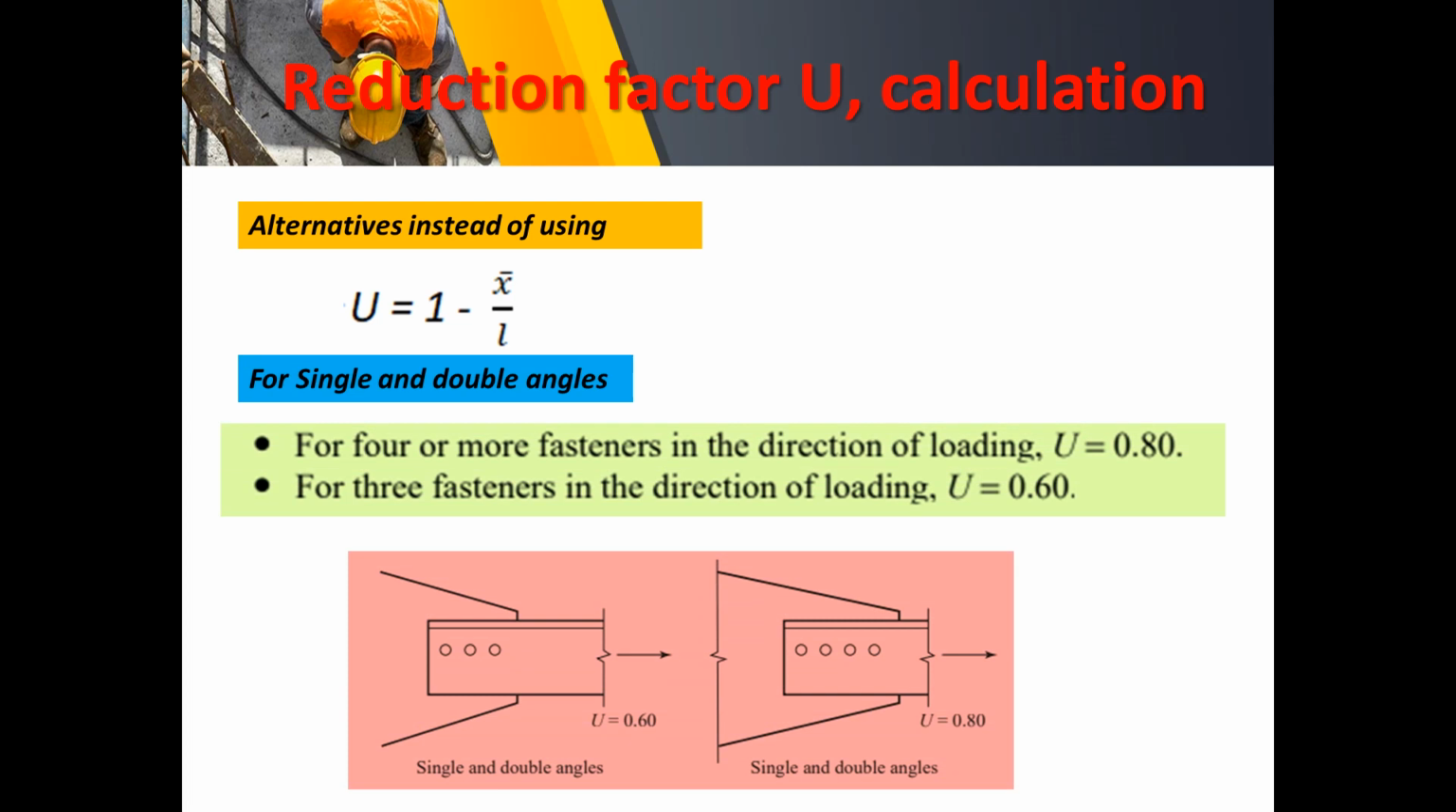So we have here the illustration. In the first illustration, we have 3 fasteners, so we consider our reduction factor to be 0.6. And if we have 4 or more fasteners along the direction of the loading, we have U is equal to 0.8.